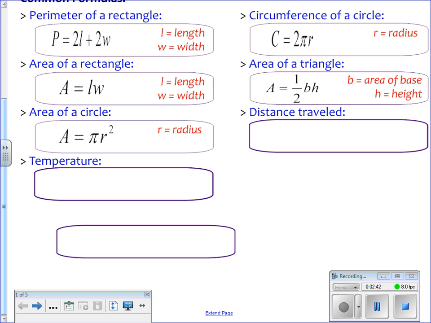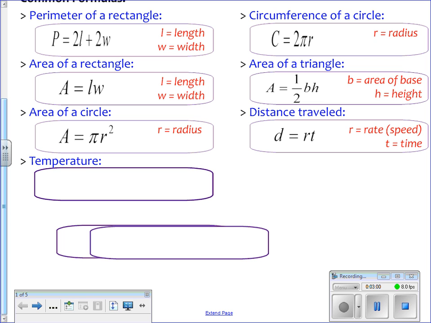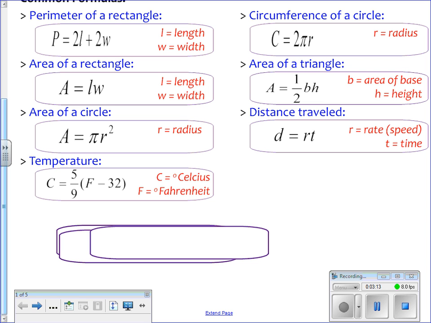Area of a circle. Area equals pi r squared. Pi r squared, pi r round. Distance traveled, the dirt formula. Distance equals rate times time. Dirt. R is rate, T is time. And temperature. Celsius equals 5/9 times Fahrenheit minus 32. It's an ugly formula.